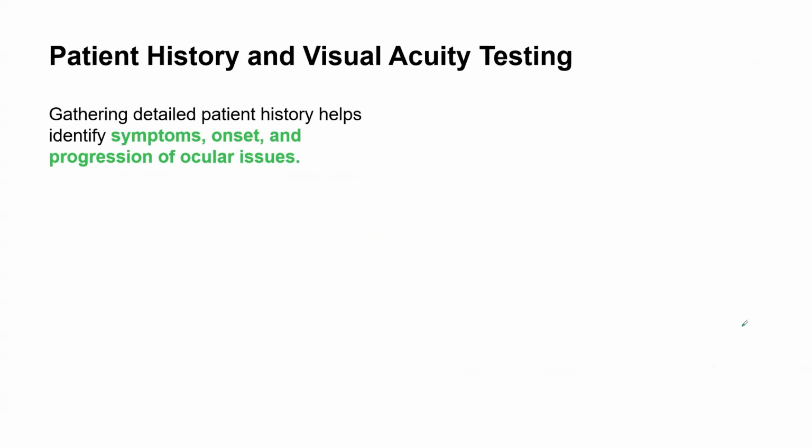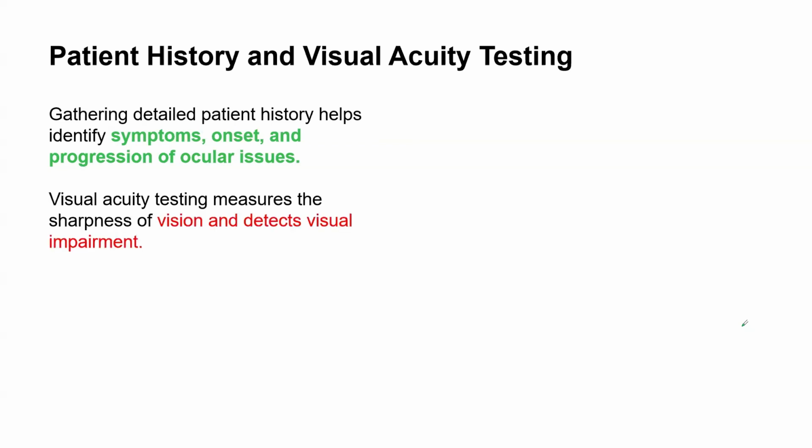Gathering detailed patient history helps to identify symptoms, onset, and progression of ocular issues. So if you are able to gather the patient history, it will help you to identify the symptoms of the condition, the onset of the disease, and then the progression of the ocular structural issues.